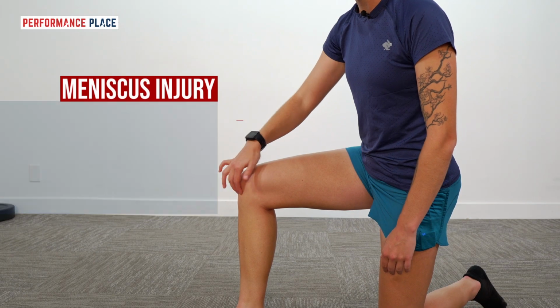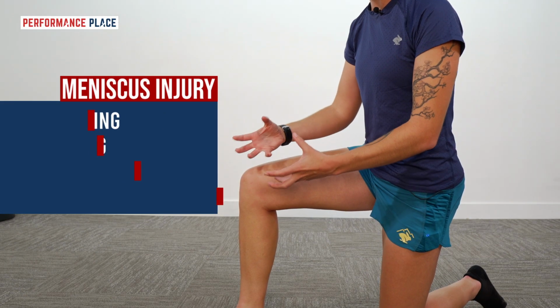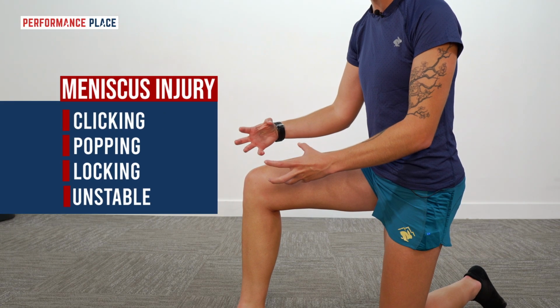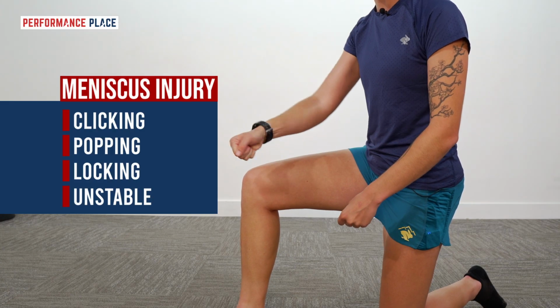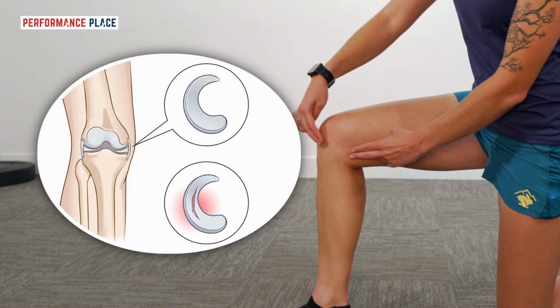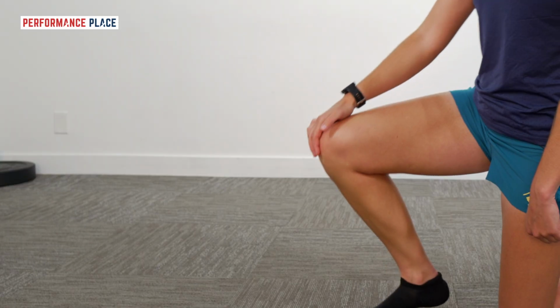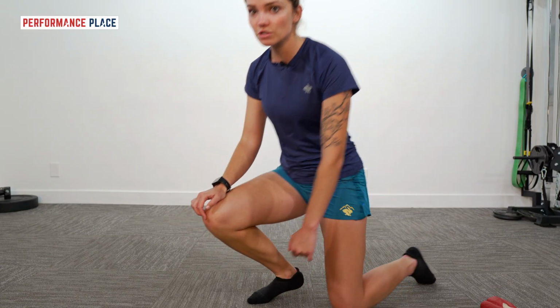Usually with a meniscus injury here, you're going to have clicking, popping, and potentially locking of the knee, and it feels unstable when you do twisting motions. Typically with medial meniscus injuries too, you won't be able to get into full knee flexion, so you won't be able to sit on your feet here, and you may find that when you're sleeping at night and your foot gets caught in the sheets, it's going to be painful and hard to get out of the sheets.